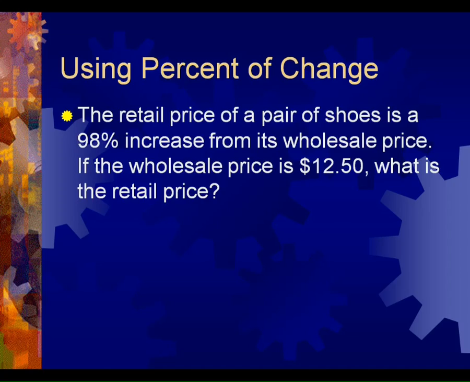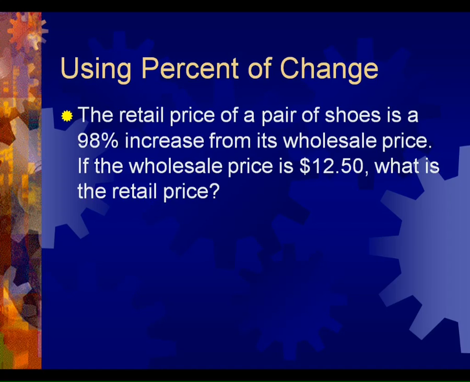A pair of shoes is a 98% increase from its wholesale price. So these shoes just skyrocketed. Everybody wants them, so there's a 98% increase. The wholesale price is $12.50. Where you can buy shoes for $12.50, I don't really know. If you've got fat feet like me, you can't anywhere. Okay, what's the retail price?